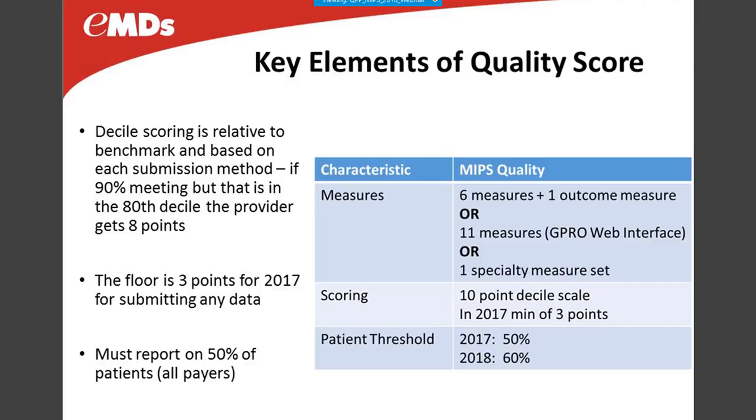So going into one of the 4 categories of MIPS, the first one being the quality score. This is the highest percentage of the MIPS composite score in the year 2017.